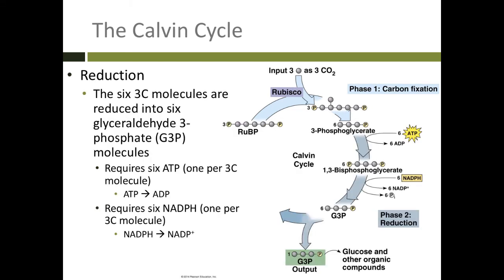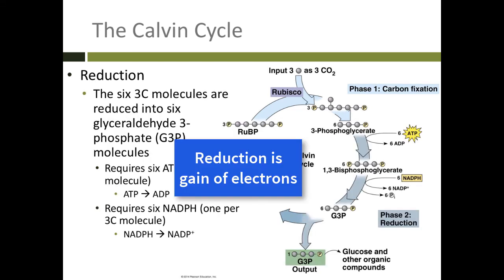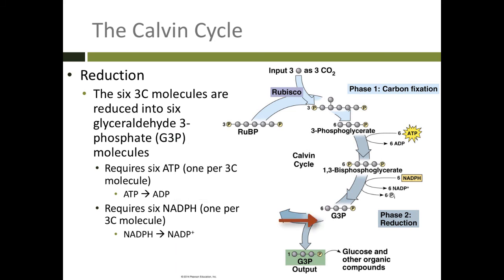The next phase is the reduction phase. During the reduction phase, the 6 3-carbon molecules are reduced to form 6 molecules of G3P, glyceraldehyde 3-phosphate. It requires 6 ATP and 6 NADPH to do this. These energy molecules are products from the light reactions of photosynthesis. We still have 18 carbons though. We only need 15 carbons to reset our cycle for another 3 carbon dioxide molecules to bind with RUBP. So we can remove 1 molecule of G3P as our output.